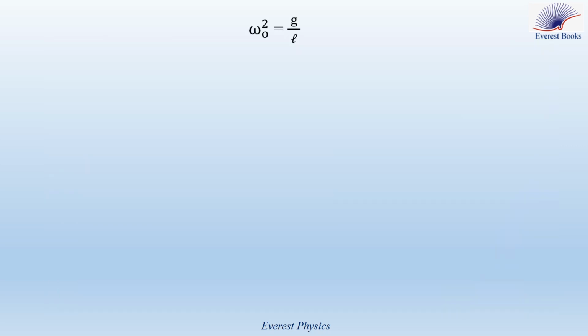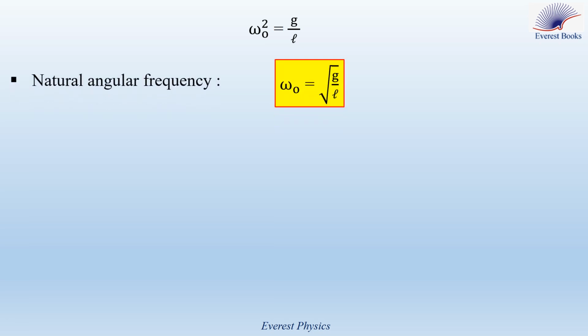Now, expressions of the properties of the oscillations. In the previous slide, we proved that omega 0 squared is equal to g over L. So, the natural angular frequency omega 0 is equal to the square root of g over L. Omega 0 is always positive, and the SI unit of omega 0 is radians per second.